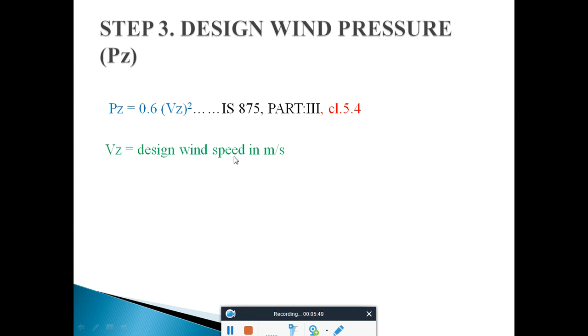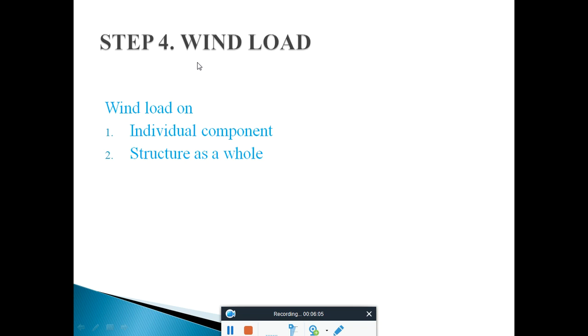Vz means design wind speed. That means step 2 we have calculated Vz, and in step 3 we have to put it in our formula, and this is available in clause 5.4. Now step 4, this is the last step. Actually, there are two concepts here: wind load on individual component and structure as a whole. In this presentation we will see individual component only.